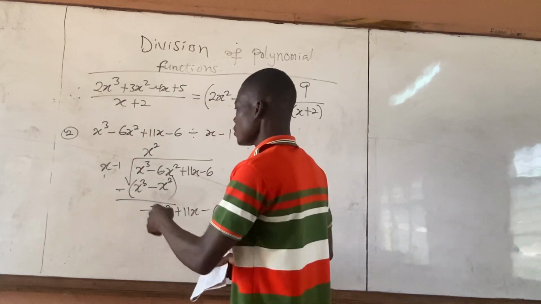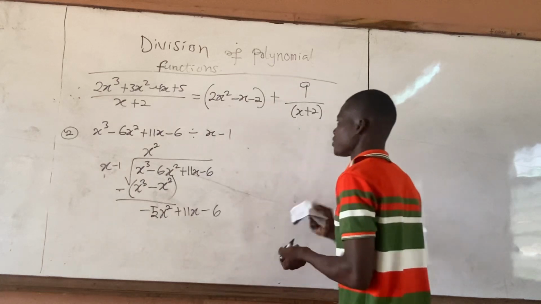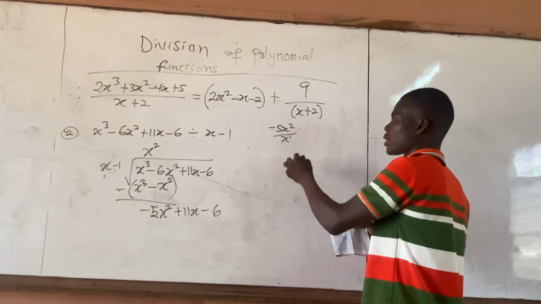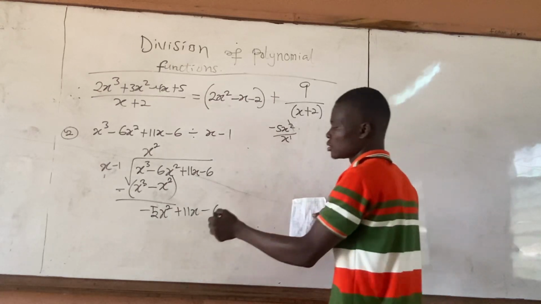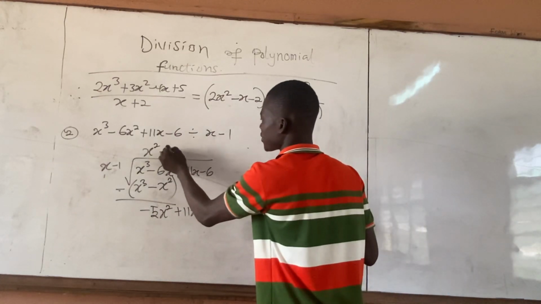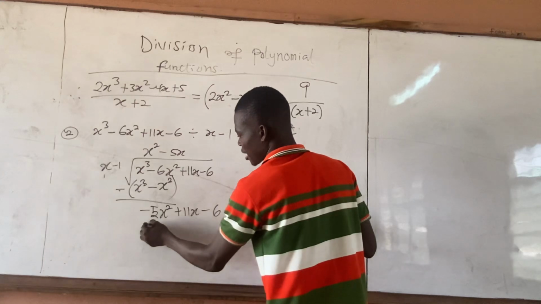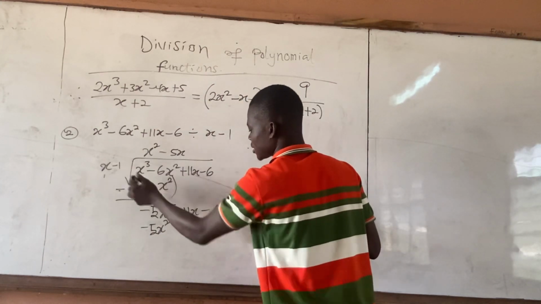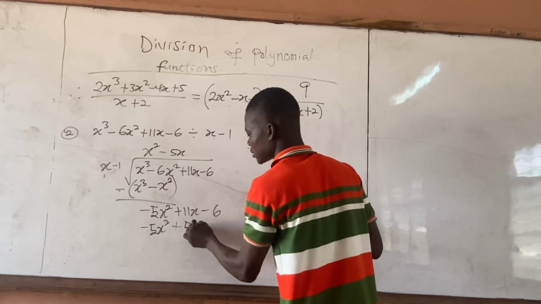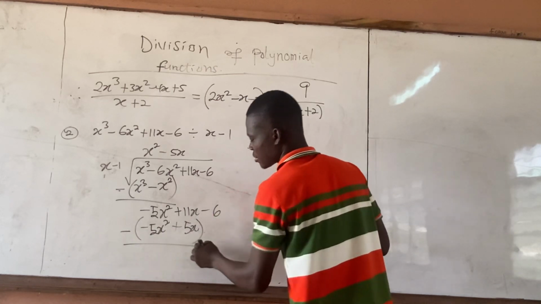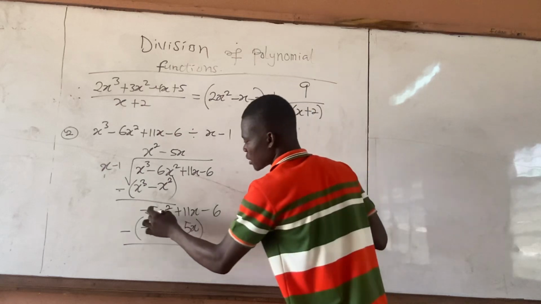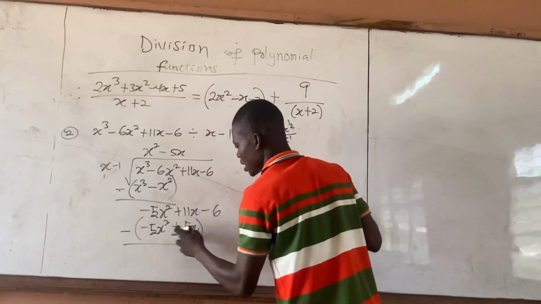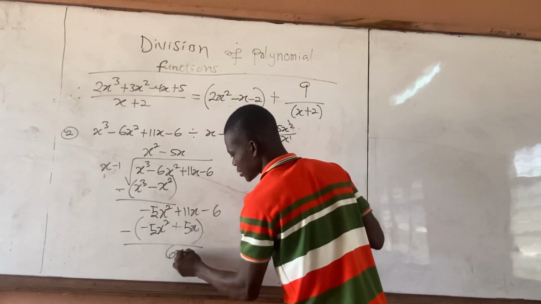So s goes into minus 5s squared. So you see here is power 1. To reduce the power to power 1, we have minus 5x times x, we have minus 5s squared. Negative by negative is positive 5s. Let's subtract, and we are going to get minus 5s squared minus 5s squared is 0. 11s minus 5s is what? 6x minus 6.